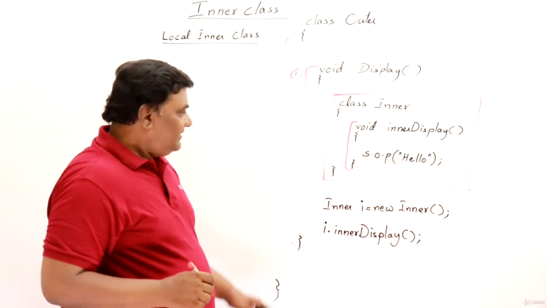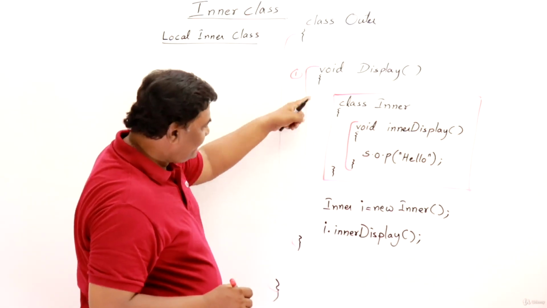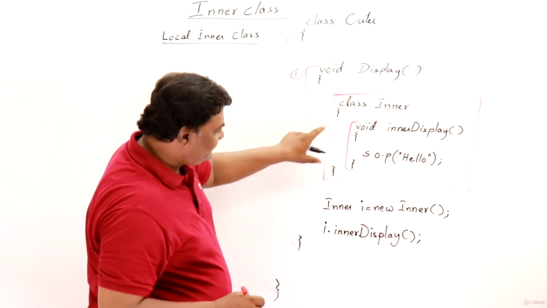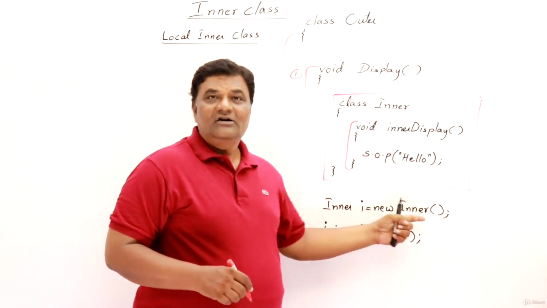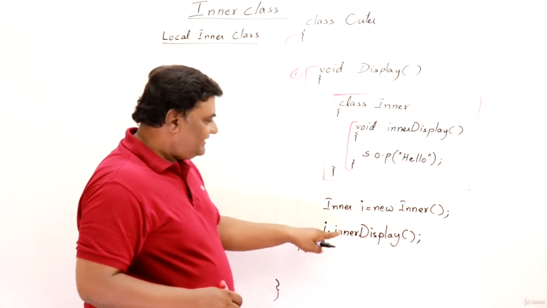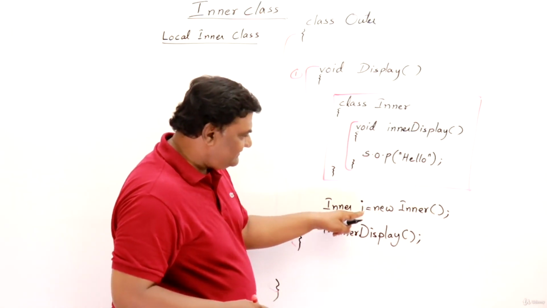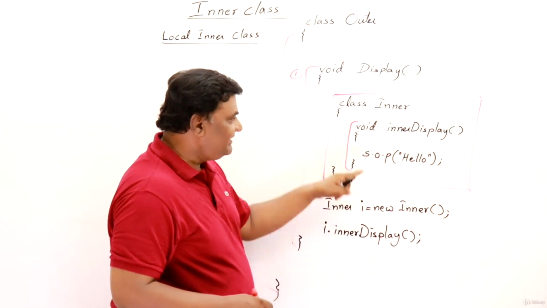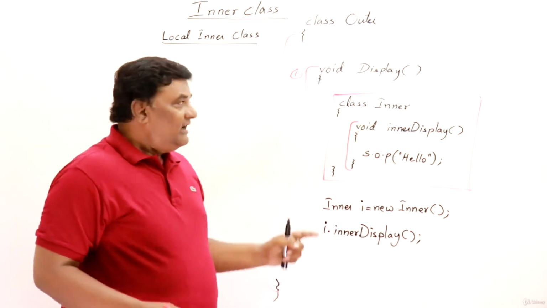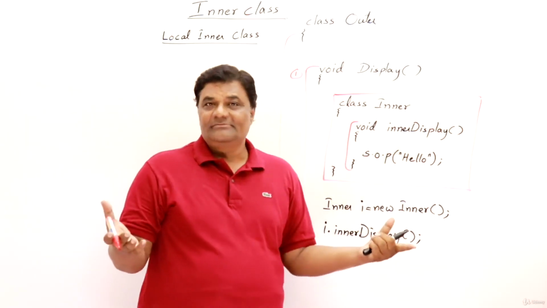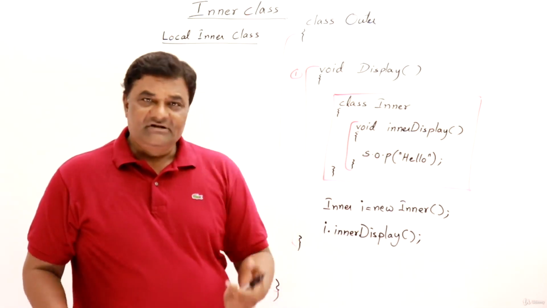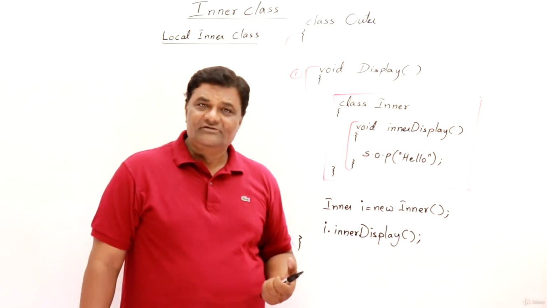That's it. So inside this method, after defining the class, I have created an object of the inner class. The object is created, then I am calling its method. I is an object, right? I dot inner display. So this method will be called. Now outside this method, this class is not visible. So it's local to the method. So you can define classes like this also.